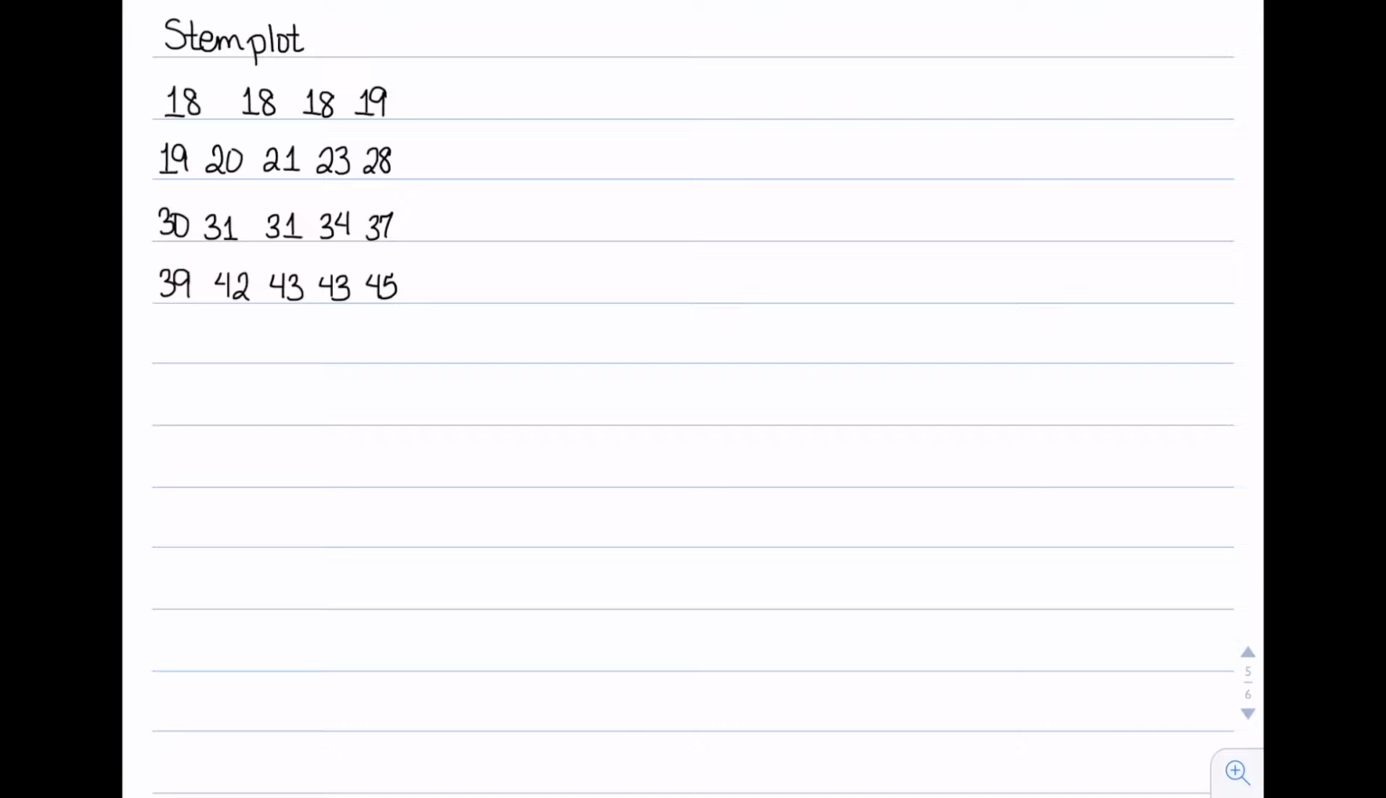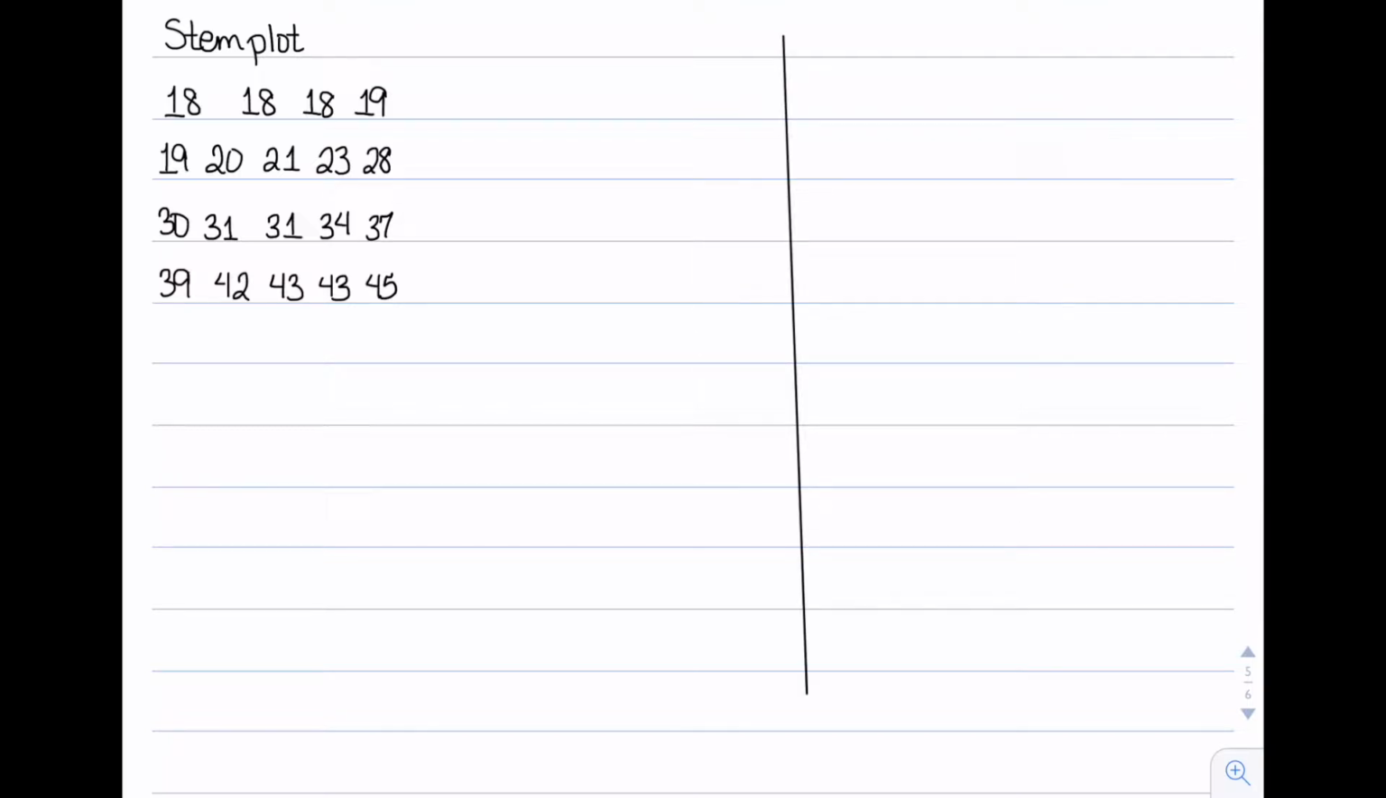The idea is we take each one of our numbers and we split it into two pieces. The stems go in the left column, the leaves go in the right. And so this is easiest to explain with an example. Let's suppose we have these lists of ages for some people in a given room. We want to build a stem plot. Traditionally, the stem is the first one or two digits and the leaf is the last digit. So that's what we're going to do.